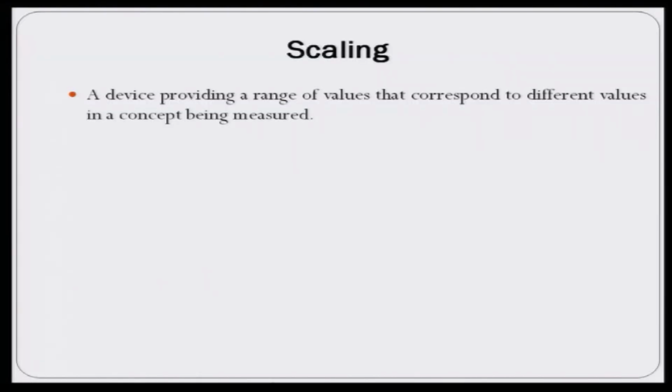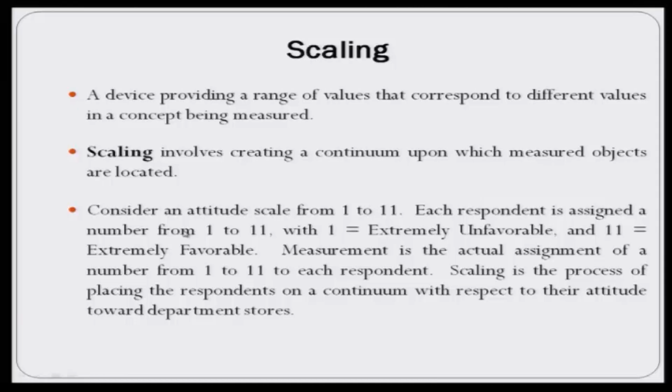Now, what is scaling actually? Scaling is a device providing a range of values that correspond to different values in a concept being measured. It involves creating a continuum upon which measured observations are located. You must have come across some kind of survey where you might have seen these kinds of scales being used, such as an attitude scale, or attitude towards a particular object, and you have been asked to rate that, or provide your attitude on a scale of 1 to 11, where 1 represents an extremely unfavorable attitude and 11 represents an extremely favorable one.